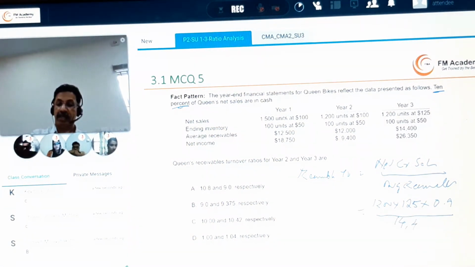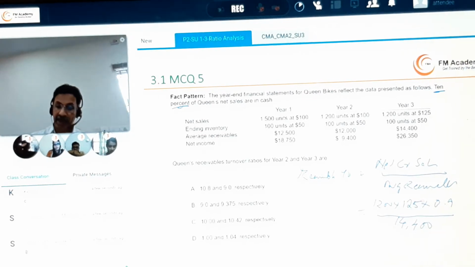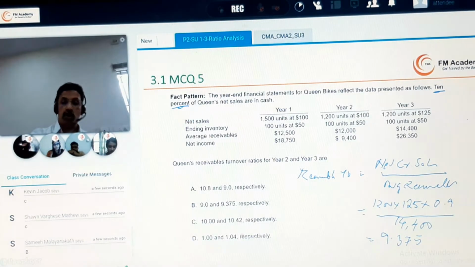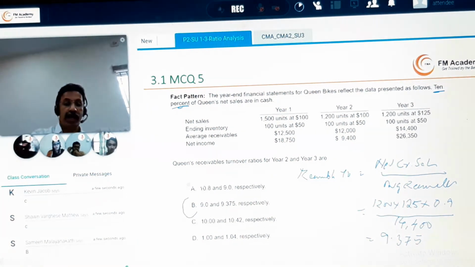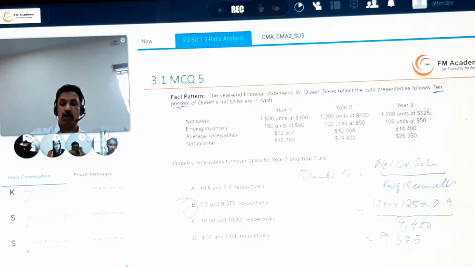14,400 is for year 3. What you are doing is for year 3. So 1200 into 125 into 0.9 is the numerator, divided by the 14,400 denominator, you will get 9.375. Look at your answers. You have unique numbers. You don't need to do year 2 then, so you got the answer. You don't have to do year 2 because 9.375 for year 3 is coming only for choice B. So B is the answer.